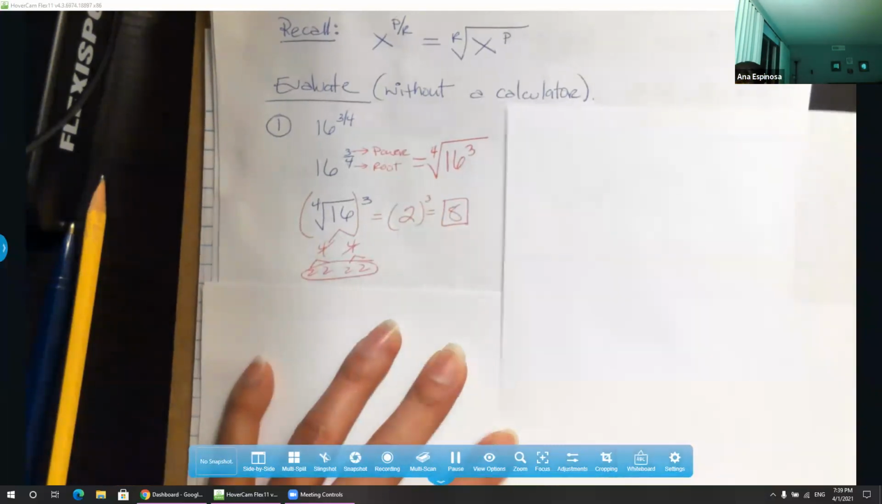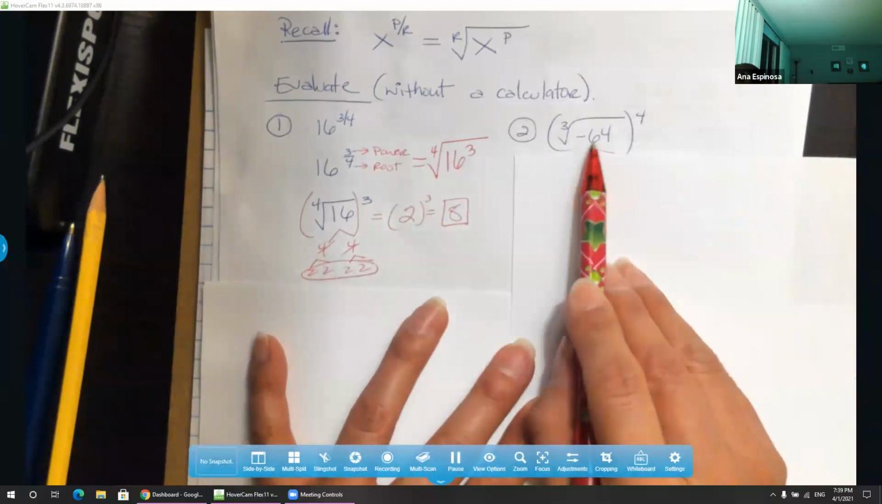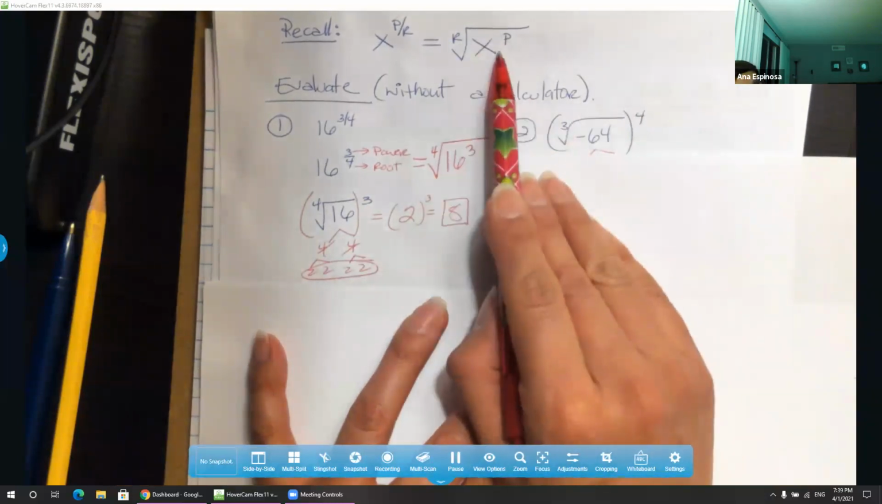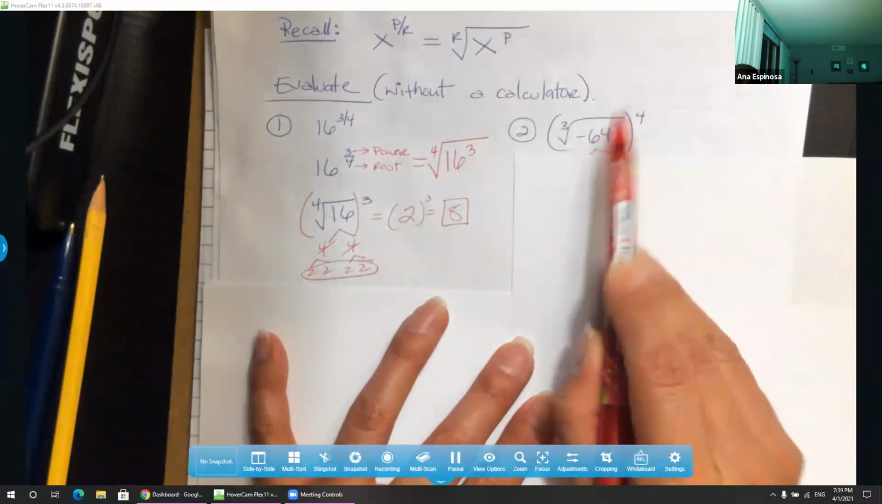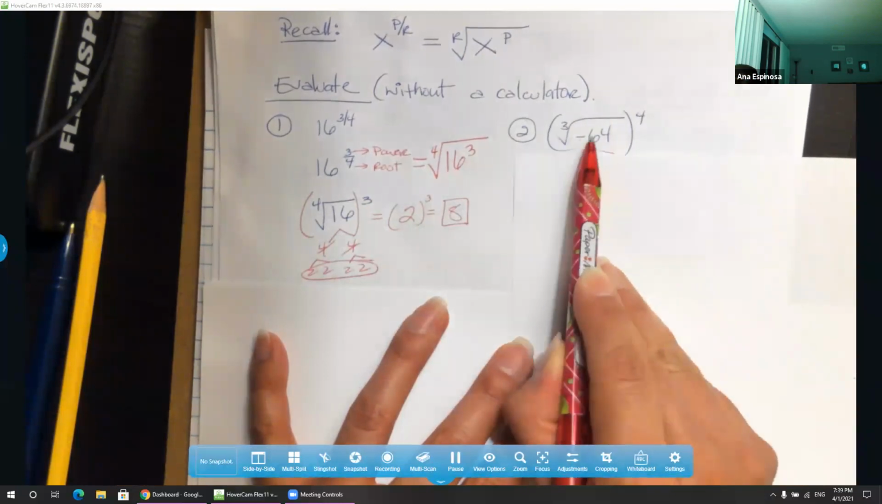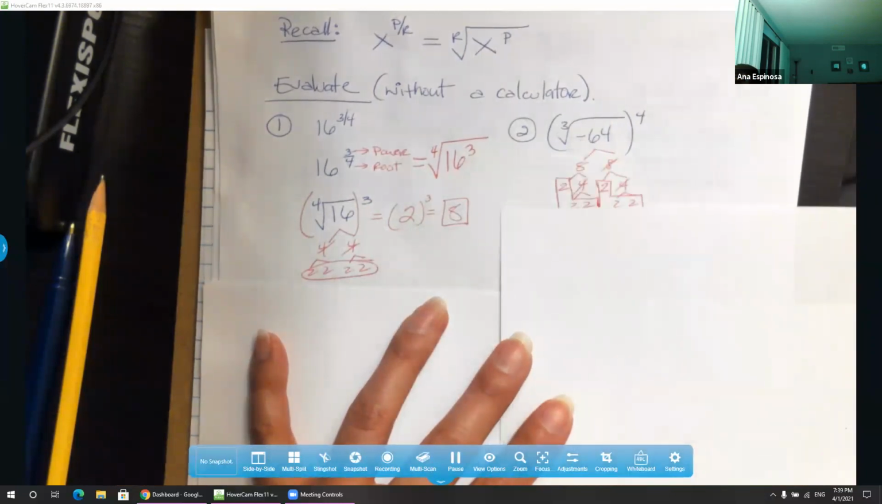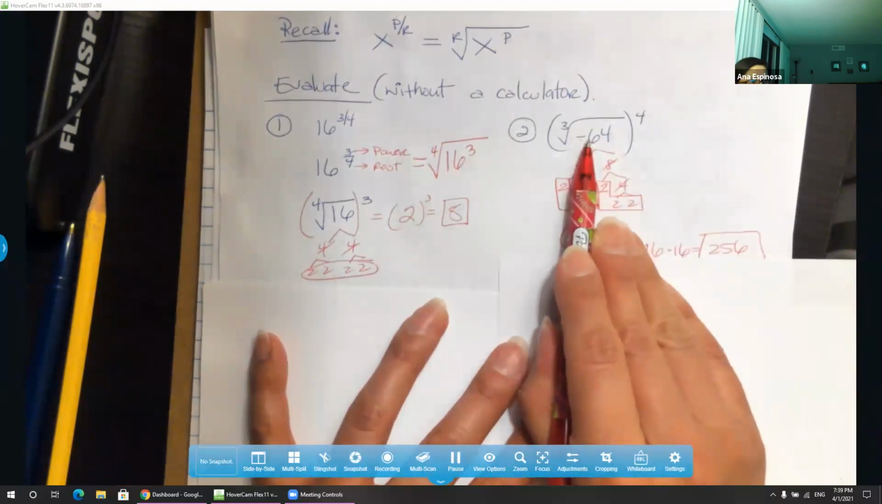Okay. Let's try to explain the other one. This was already set up in this form. So all we have to do is work with it. I will do the inside first. If it's an odd root, you can just take that out as a negative. You don't pull out an i. This is not an i.